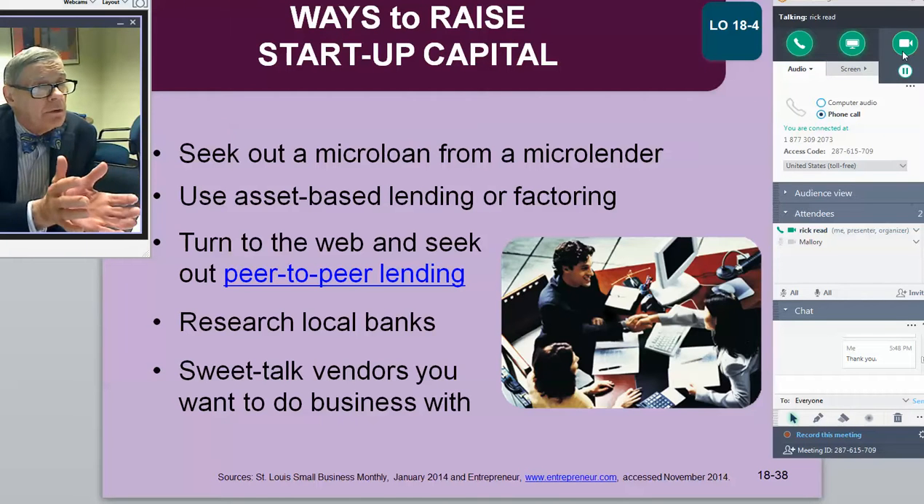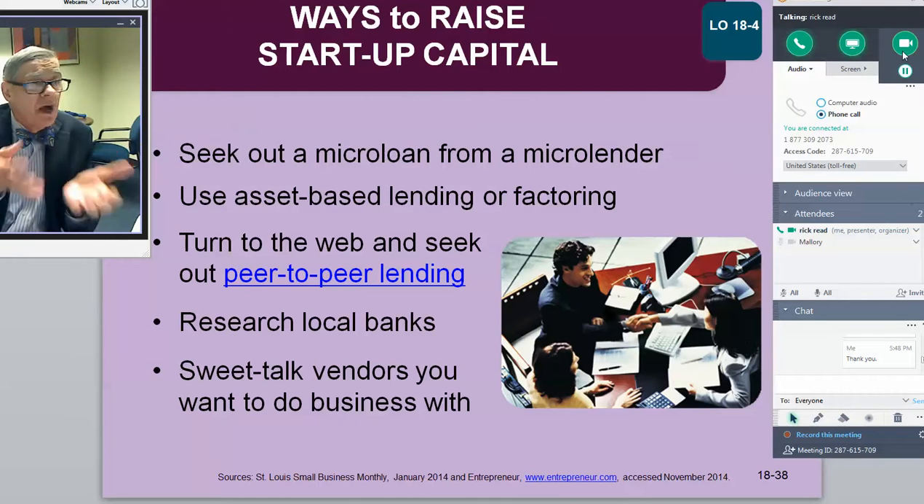Talk to the Chamber of Commerce. They want to see small businesses succeed. Look to the web and seek out people who they call peer-to-peer lenders. Talk to your vendors. They want to see you succeed too. They might be able to help you raise some cash.